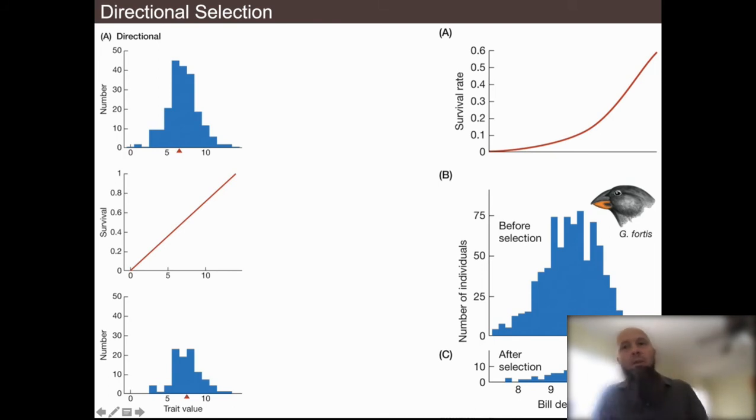But survival is incredibly high to the right side of the size spectrum, so that individuals with 10 and 11 and 12 millimeter beaks actually had very high survival, and they passed those alleles on to their offspring. And so before and after selection, what we are seeing is a shift in the average size of the beak of these finches in the population to the right. They are getting larger and larger, these beaks of these finches.